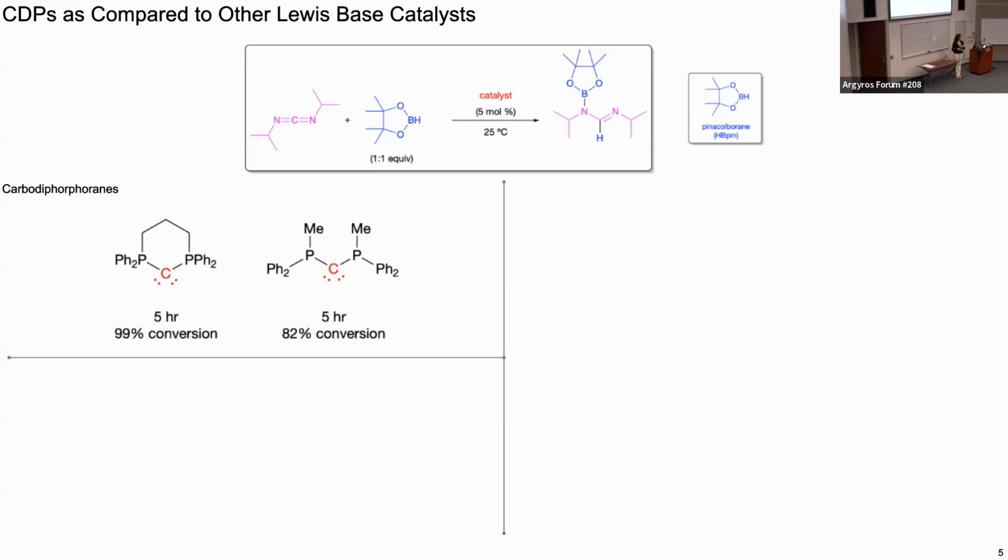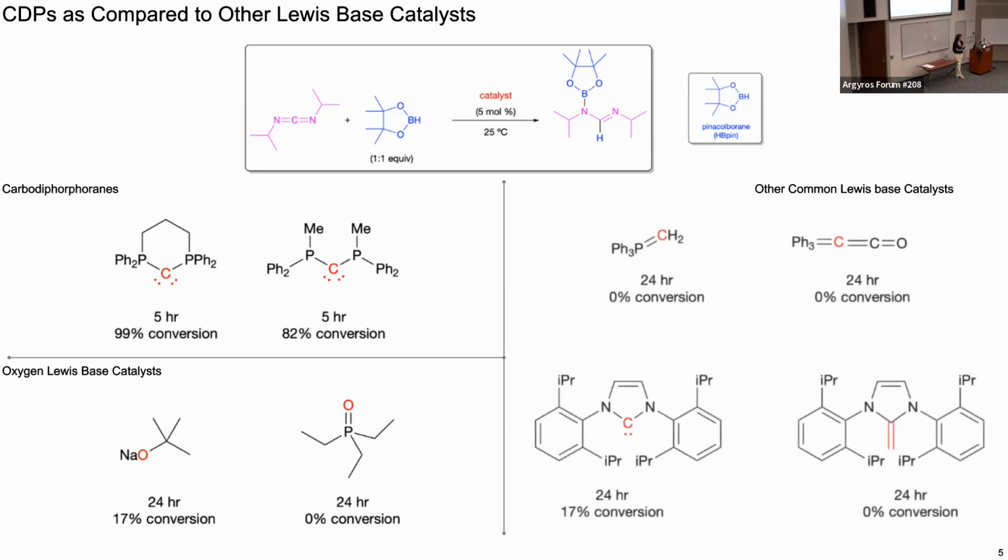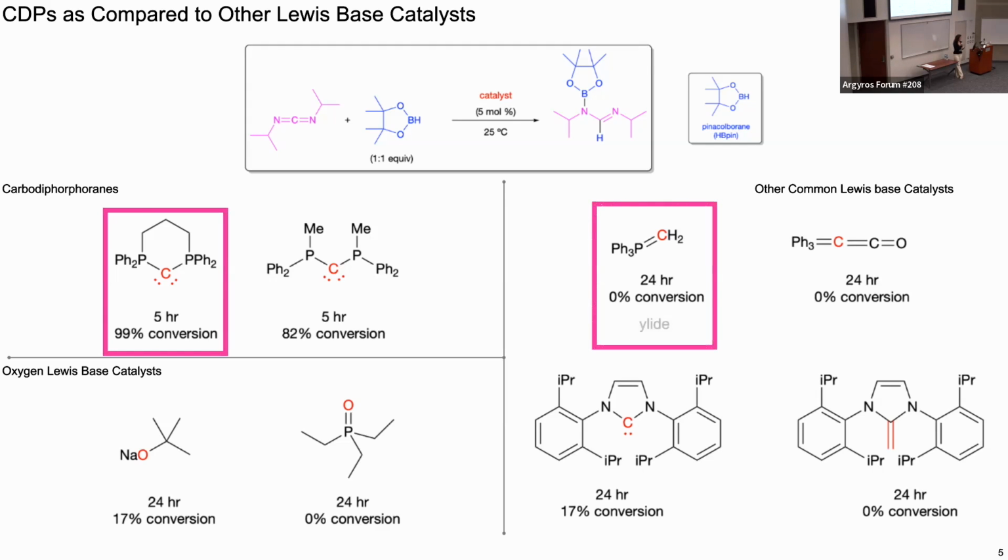Then looking at the oxygen Lewis-base catalysts, in 24 hours, the highest that we see is 17%, which is not great. And then other common Lewis-base catalysts, again, the highest that we see in 24 hours is 17%. So time and time again, the carbodiphosphoranes are doing a much better job at catalyzing this specific reaction. And specifically, I want to point out that there is a single ylide version of the carbodiphosphorane here on the right, and it has 0% conversion in 24 hours, which would suggest that the double ylidic character of carbodiphosphoranes is at play somehow in making them a good catalyst in this reaction.